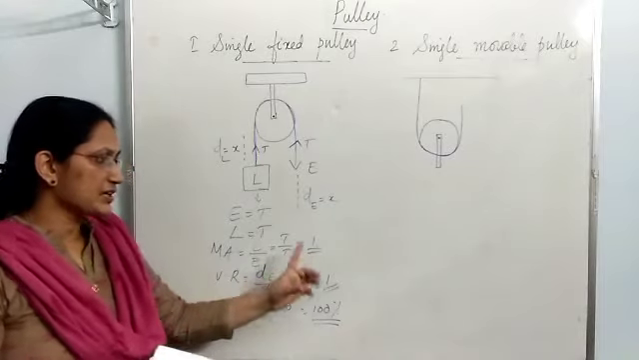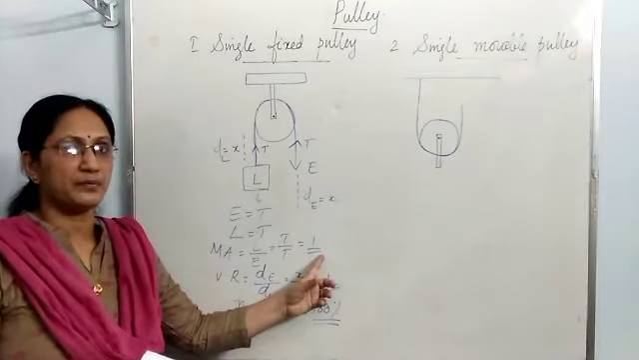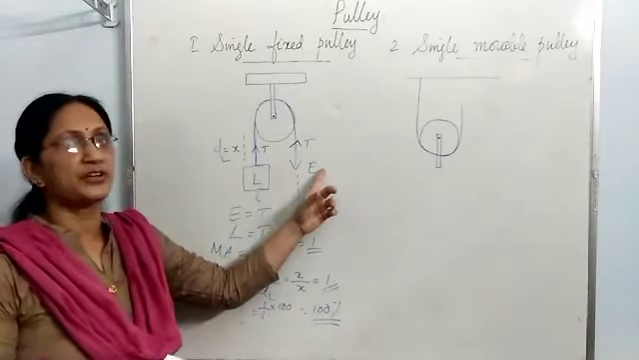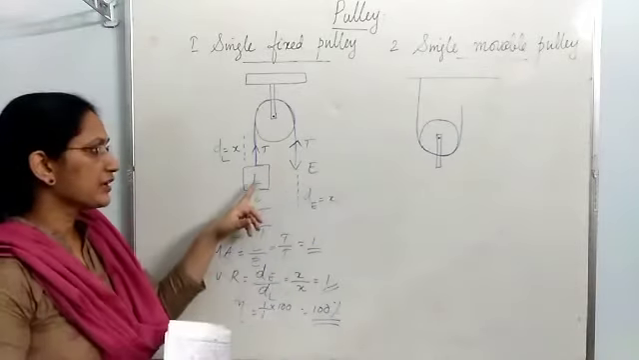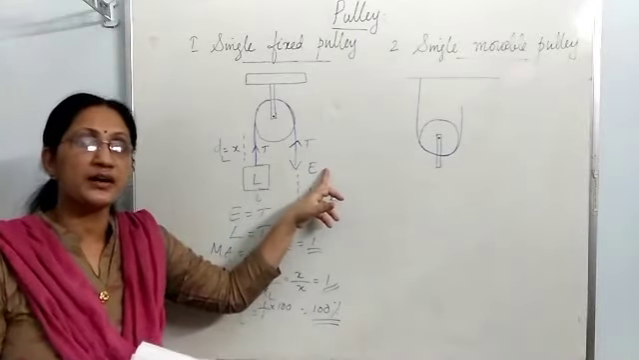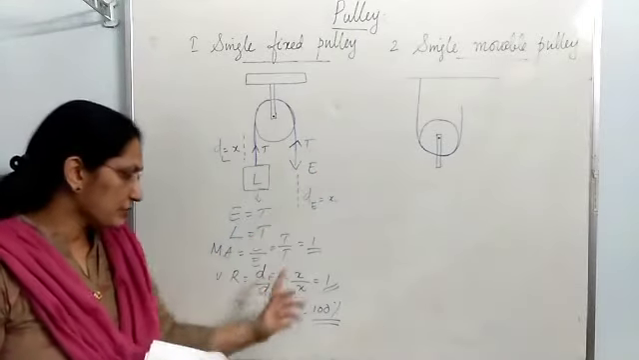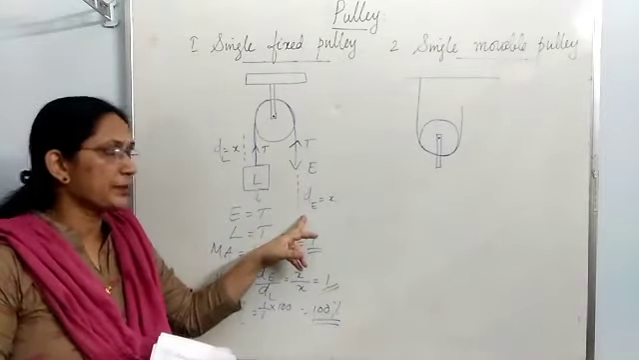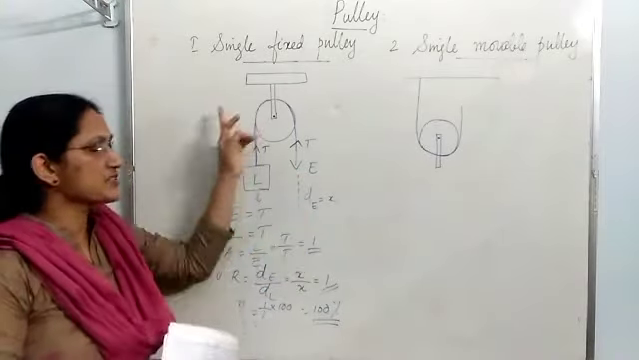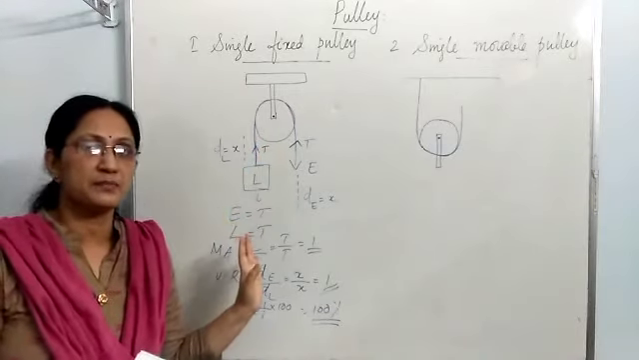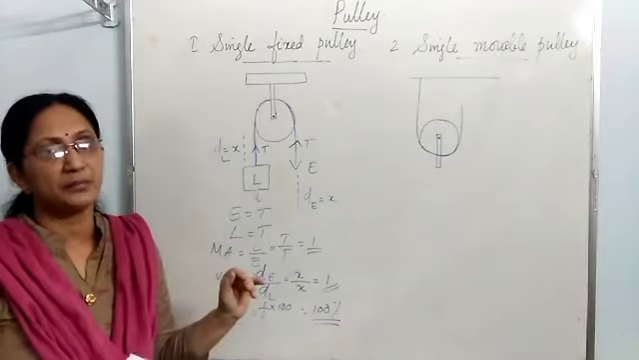This machine has MA equal to 1, which means whatever the load is, the same effort is to be applied. If the load is 100 Newton, the effort needed is also 100 Newton. VR equal to 1 means however much distance you move the effort, the load goes up the same distance. So this machine cannot be called a force multiplier or a speed multiplier.